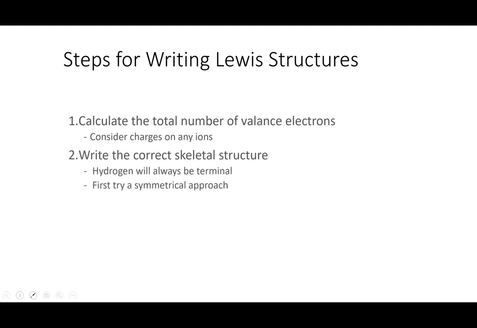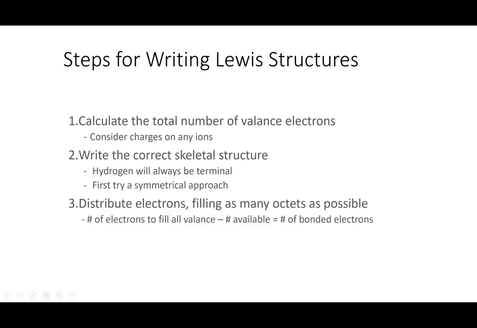Step 2, write the correct skeletal structure. Put the atoms on the paper in some sort of symmetrical approach. The other hint here, which we've actually seen, is that hydrogens will always be terminal. What I mean is you would never find a hydrogen in the middle like this. Why will a hydrogen never be in the middle? Well, this is 1, 2, 3, 4 electrons, and hydrogen only wants 2. That's why hydrogens will always be terminal, or on the outside. So symmetrical, hydrogens on the outside.